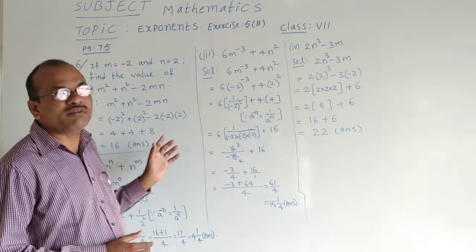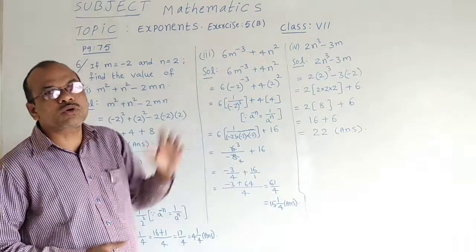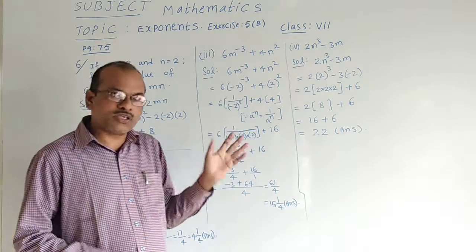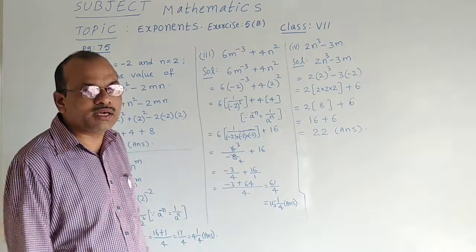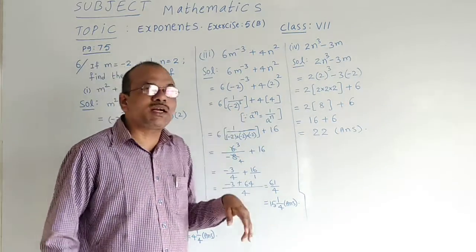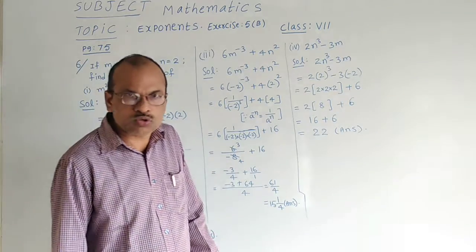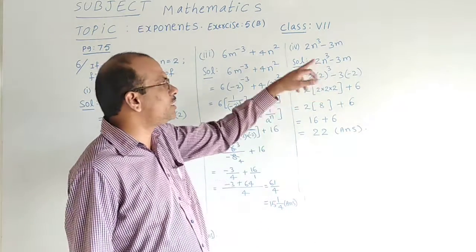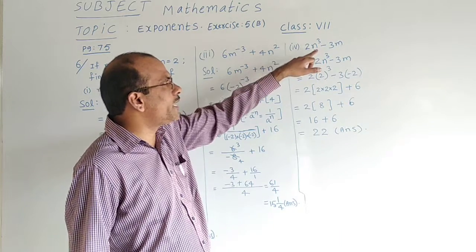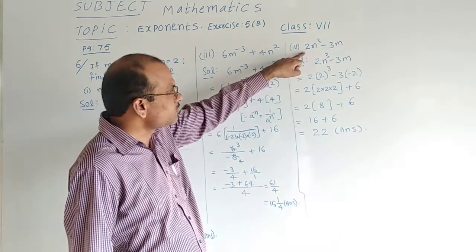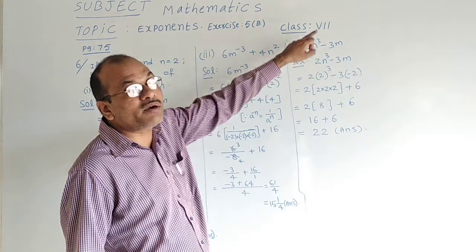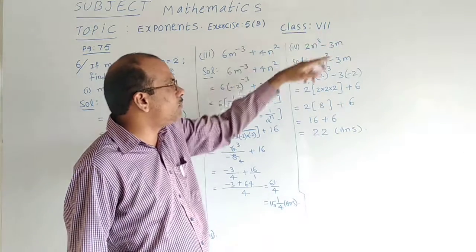I hope all these are very clear. In the same manner, one more question is there, that is the sixth question only, but the fourth bit. By this we will complete this exercise as well as this chapter exponents also. Now let us see the fourth bit: 2n cube minus 3m, 2n to the power 3 minus 3m.